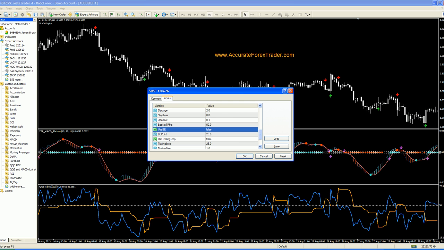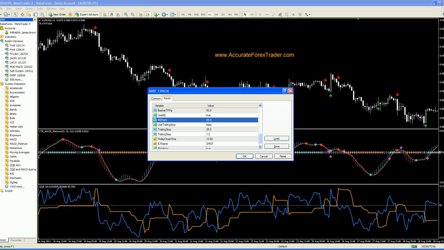Use break even, true or false. So you can either select true or false. If you did select true, you break even. So you had 25 in there, 25 pips. The trade goes 25 pips in your favour, the stop would move to the point of entry. Simple as that.